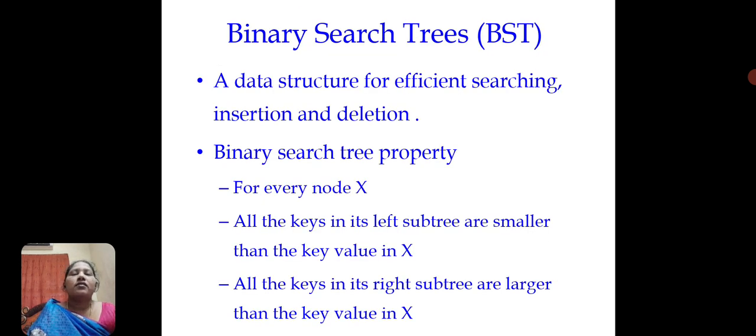The next concept we are going to see in trees is the binary search tree. A binary search tree is similar to a binary tree. You can have only two children, not more than two. Apart from that, you have one more property, the binary search tree property. That is, for every node X, all the keys in its left subtree should be smaller than the root node X, and all the keys in the right subtree should be larger than the root node X.